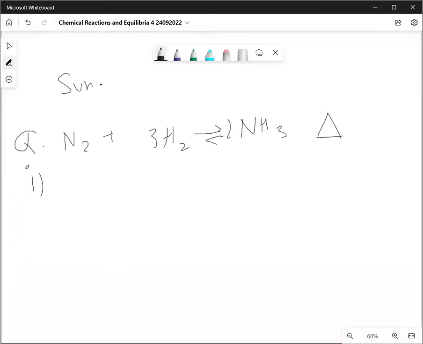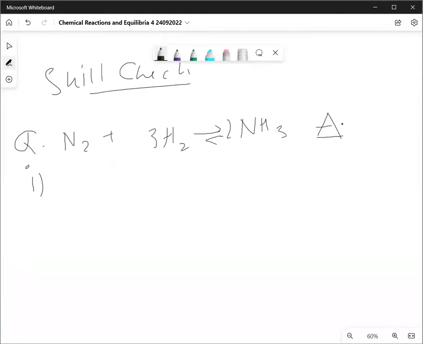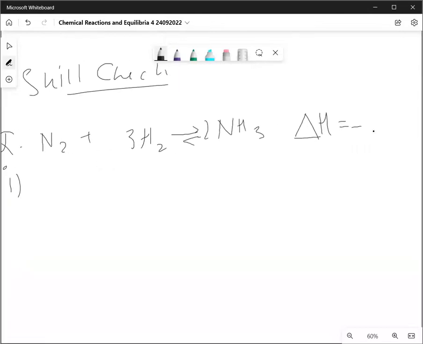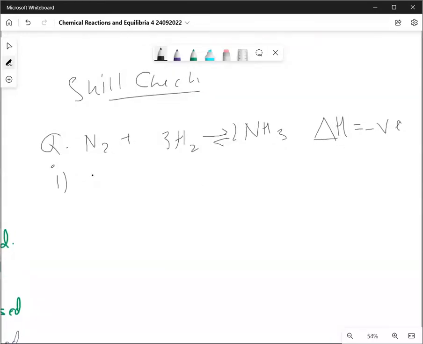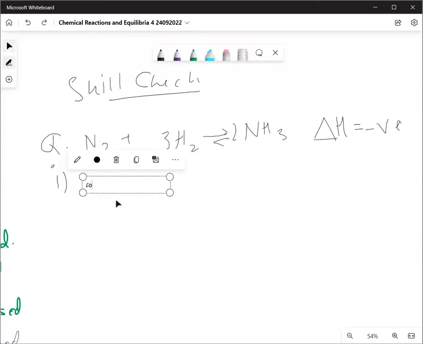This is summary. Or this is your skill check, perhaps. Skill check. Okay. Now, first thing, I'm also telling you that this has this reaction. This enthalpy is this over here. Now, first thing first, the question is, concentration of N2 is decreased. What effect does this have on equilibrium?